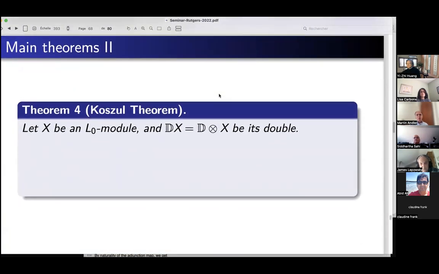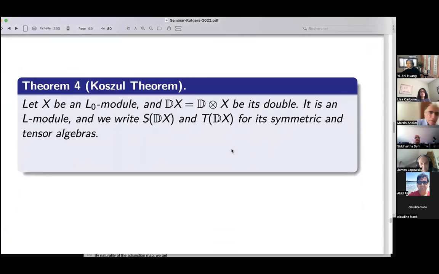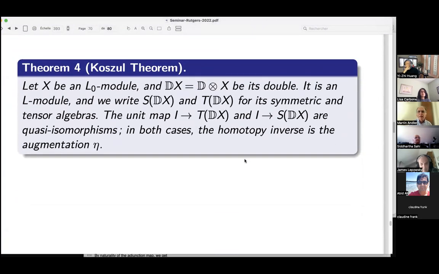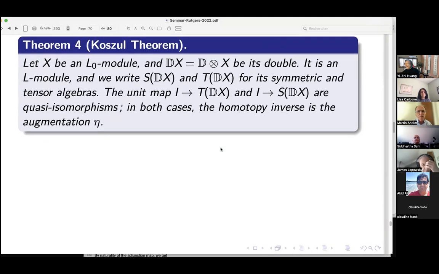The second main theorem, which is a generalization of the Koszul theorem: we take X0 to be an L0 module. So we could take DX, which is its double, it is an L module, and we consider the symmetric algebra of DX and the tensor algebra of DX. So the unit maps going from I to T of DX, from I to S of DX are quasi-isomorphisms. And in both cases, the homotopy inverse is the augmentation eta. So here we do have two algebras for which we have these quasi-isomorphisms.